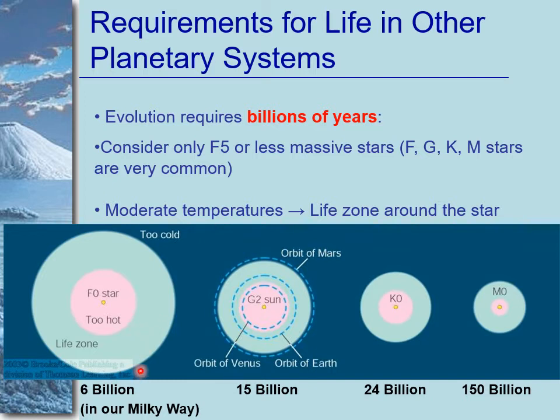So for example, type F stars, there are about 6 billion of these in our Milky Way. Type G stars, these are like our sun. There are something like 15 billion of these. Type K stars, 24 billion, and the most popular or common star is the small M-type star. There are something like 150 billion of these in our galaxy. Notice that as the star gets smaller and smaller, the life zone gets closer and closer to the star.